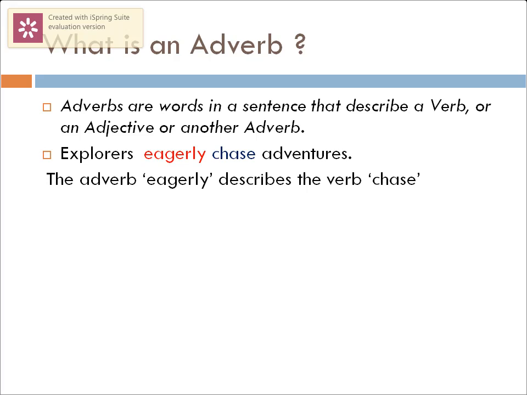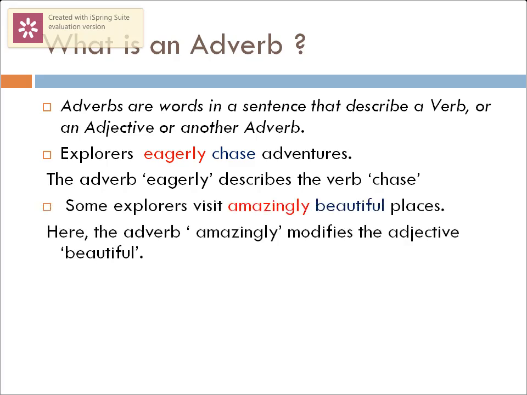To understand this, let's look at some of the examples. We have a sentence here which says, explorers eagerly chase adventures. Now the word eagerly is describing the verb chase, hence the word eagerly is an adverb here. And similarly, there is another sentence which says, some explorers visit amazingly beautiful places. Now if you observe, the word amazingly is actually modifying the adjective beautiful. So amazingly is an adverb. It is modifying the adjective beautiful.